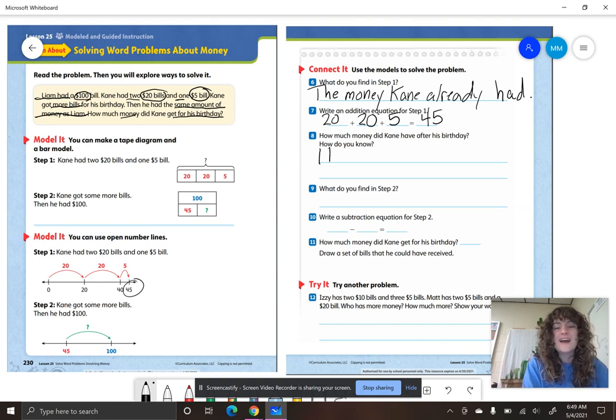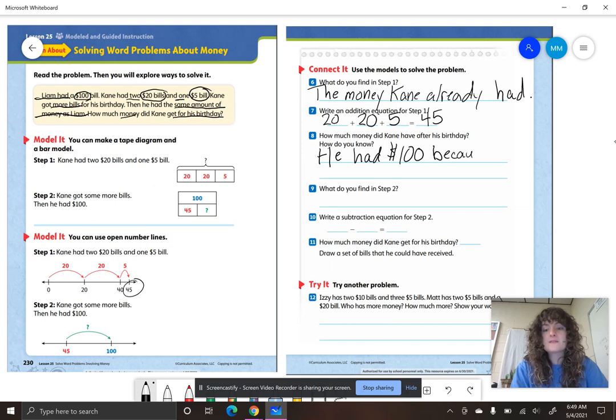$100. He had $100. How do we know he had $100, Smarties? Because it was the same amount as Liam. Because he had the same amount as Liam. And we end with punctuation.